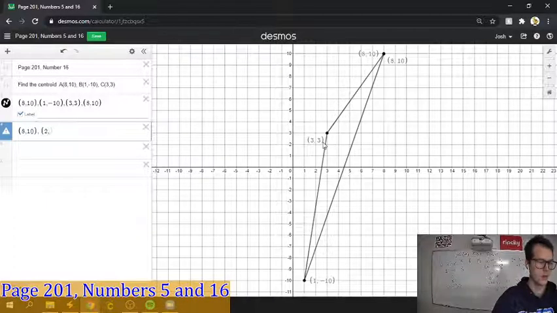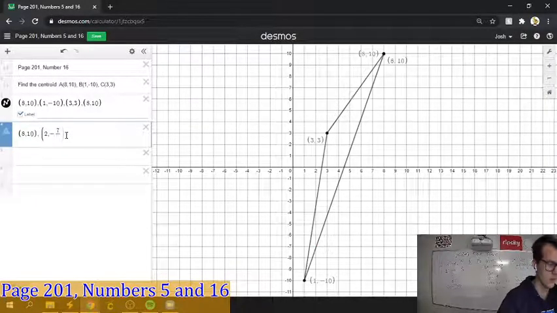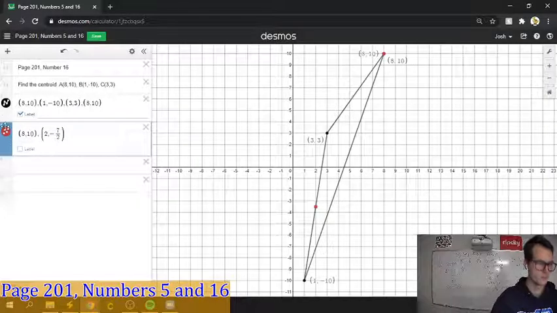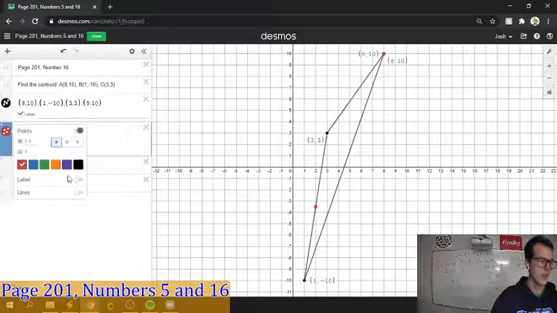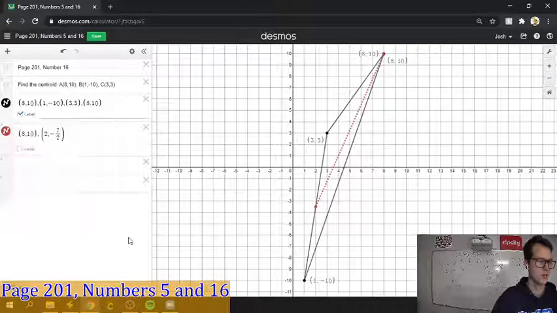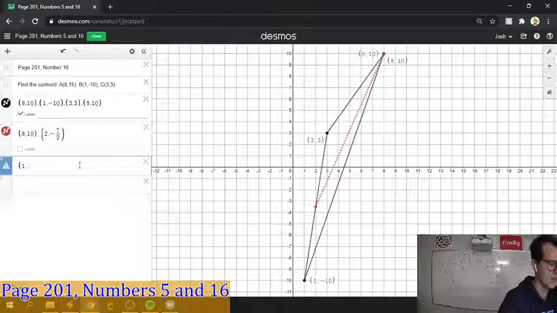And our y-coordinate, we're going to do the same thing with the y's. 3 plus a negative 10, well, that's minus 7. So minus 7 over 2, negative 7 divided by 2. Close the parentheses, and boom, I have a midpoint in here. Now I'm going to do the long click over here, and I'm just going to click lines. Boom, median's in. We can make it dotted if we want, just to show it's not part of the actual triangle, it's the median.